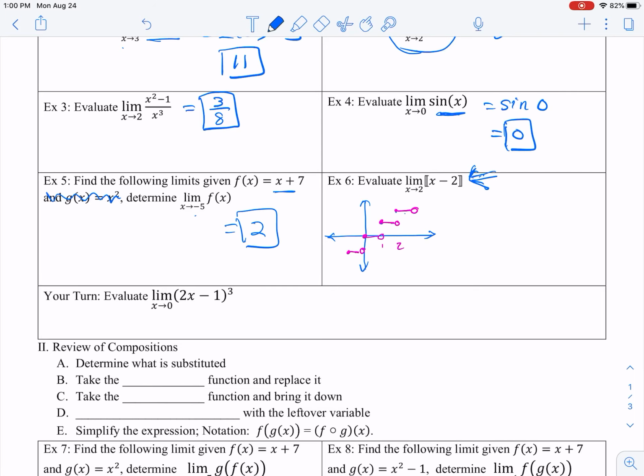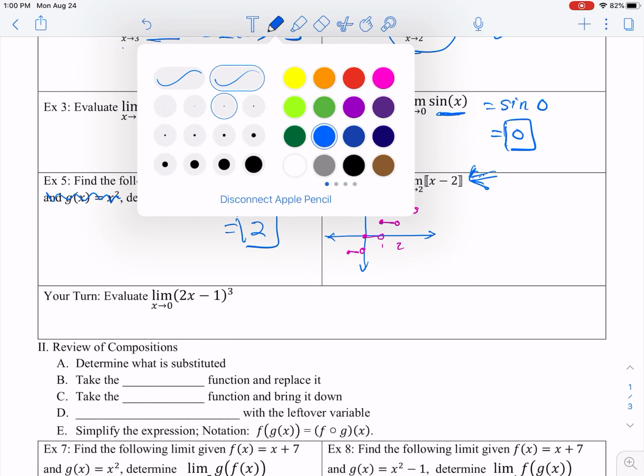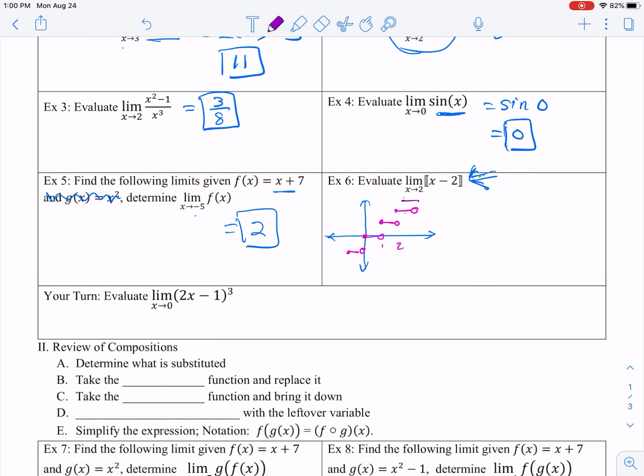So as x is approaching 2, it's coming in from the left and it's coming in from the right. Do your left and right equal? Left does not equal the right, so your limit doesn't exist, and you say DNE, does not exist. This is an acceptable answer on the AP exam.